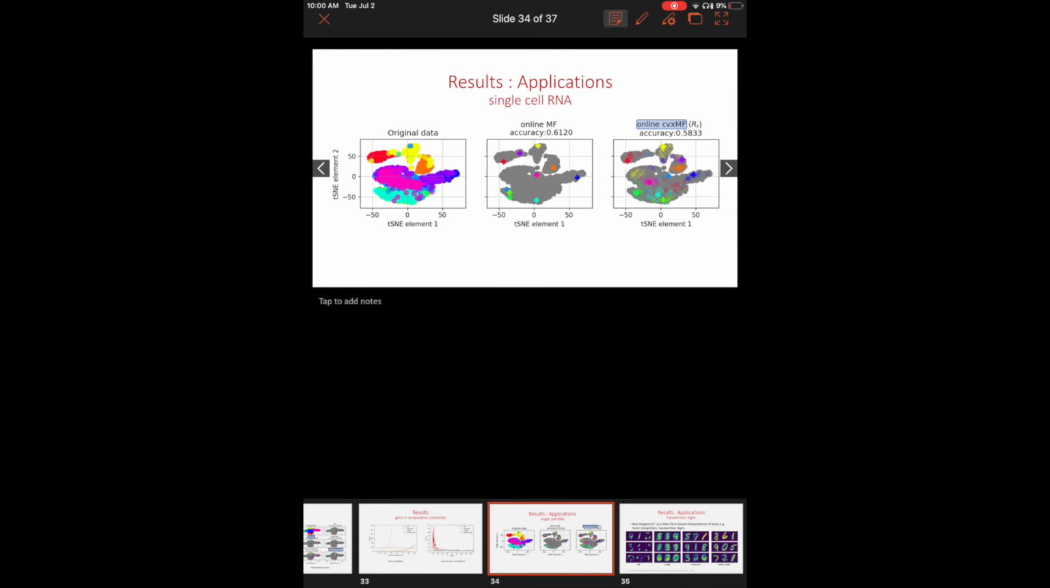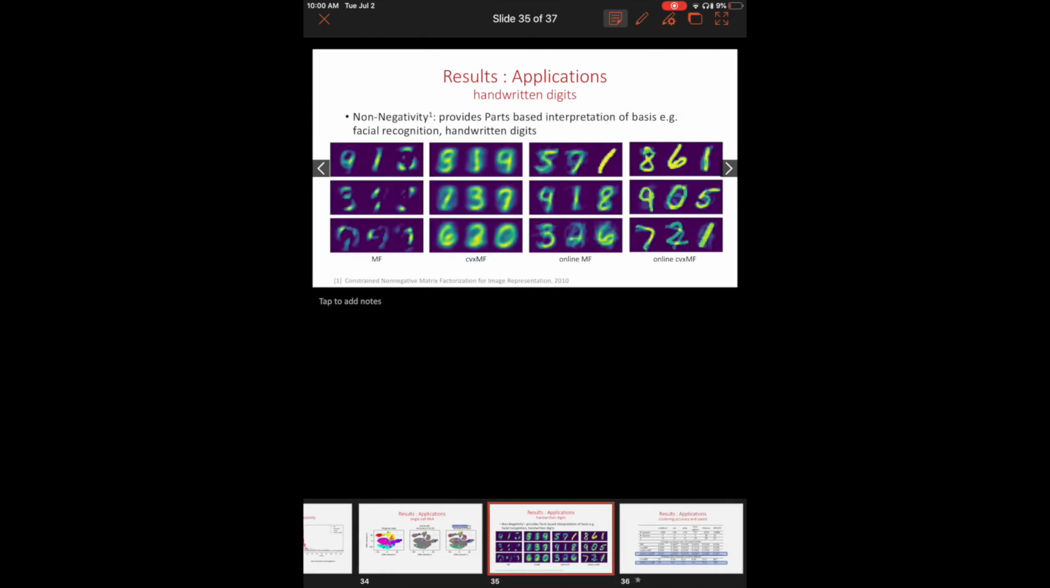Instead of synthetic datasets, here we show the same thing for single cell RNA data. On the MNIST dataset of handwritten images, we show that this convex matrix factorization approach indeed produces a more interpretable basis.